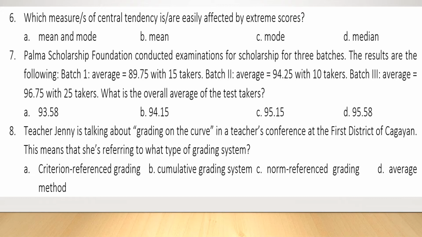Number 8. Teacher Jenny is talking about grading on the curve in a teacher's conference at the 1st District of Cagayan. This means that she's referring to what type of grading system? A. Criterion reference grading. B. Cumulative grading system. C. Norm reference grading. D. Average method. Okay.